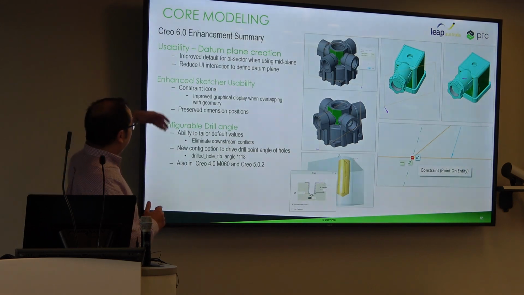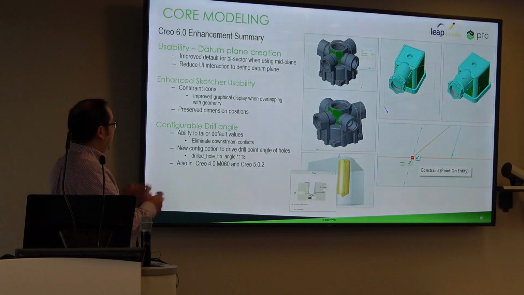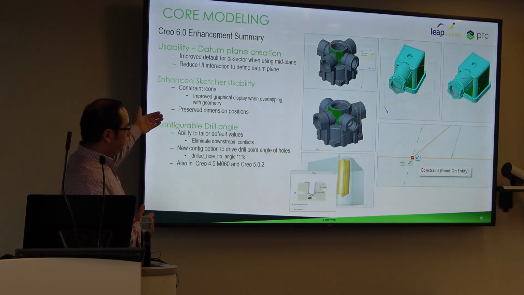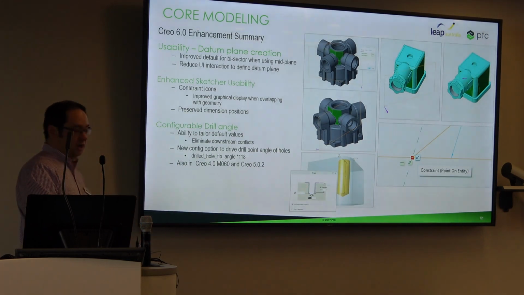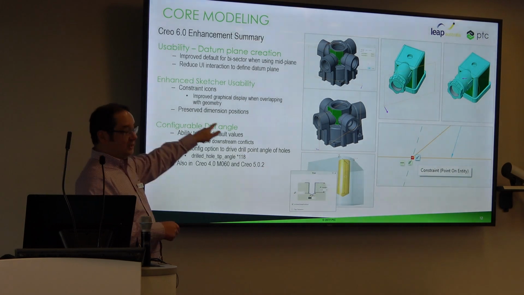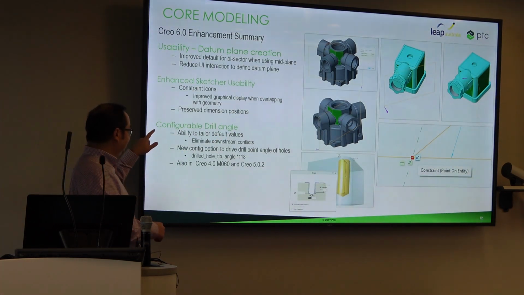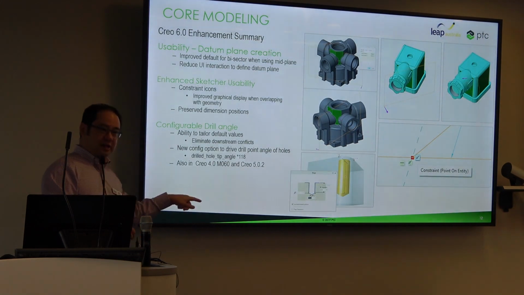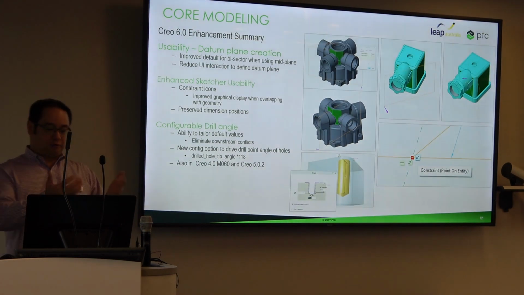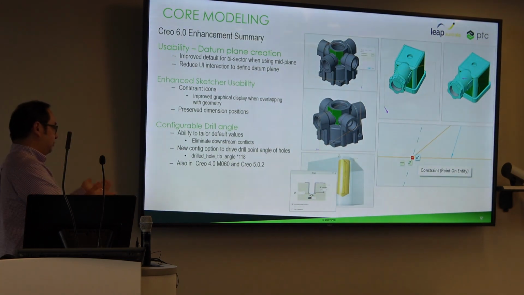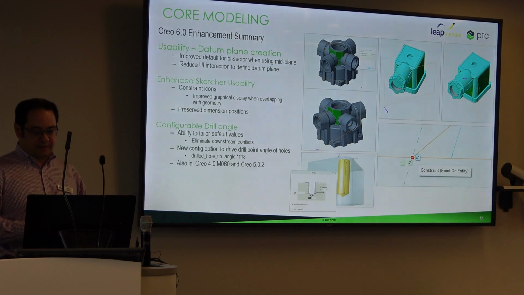Some other bits and pieces: datum plane creation, where there are multiple options for the mid plane, making it easy to pick the one you want to use. New options for constraint icons in Sketcher to help when they're overlapping each other, to basically see them a bit more easily. Preserve dimension positions, which is always nice to have when you're generating your sketch and things move around. Drill angles: we can now configure the default drill tip angle out of the box rather than having to always use the default 118. Again, that's been backported.